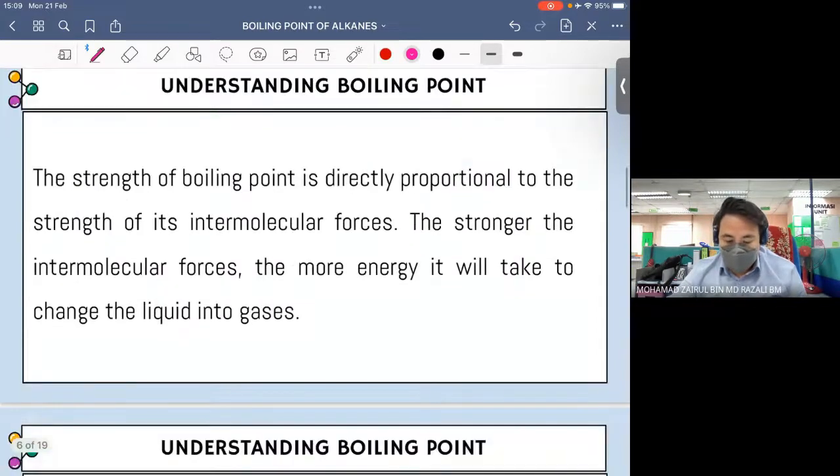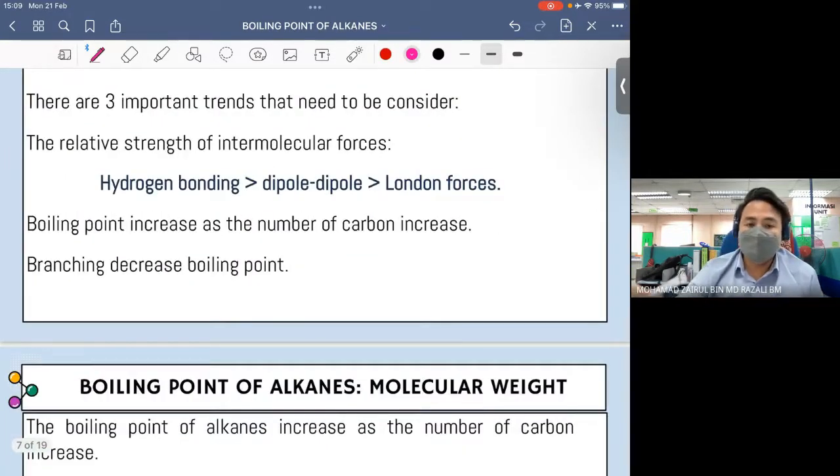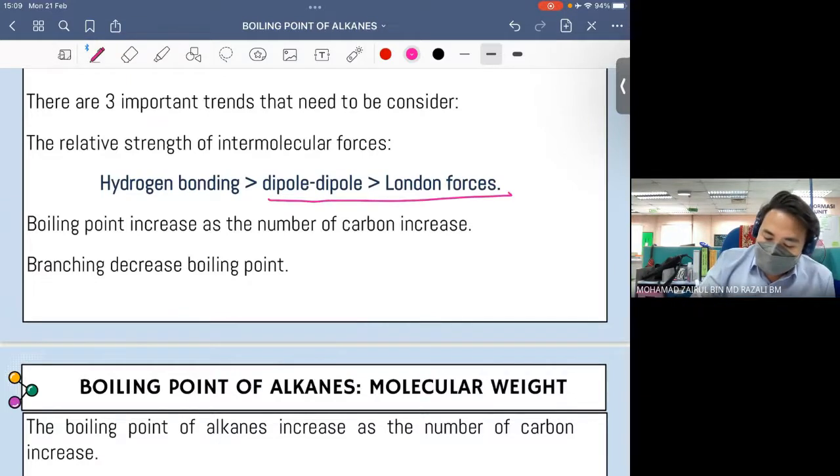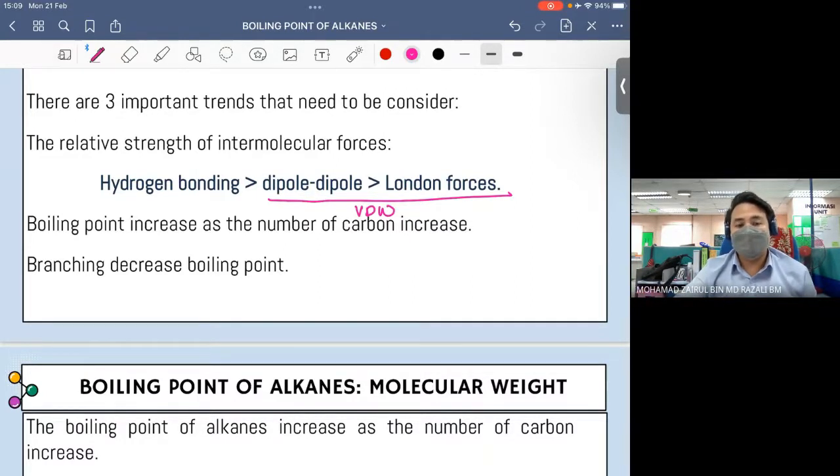Okay. So, in general, we have three types of intermolecular forces. Kita ada hydrogen bonding, kita ada dipole-dipole dan kita ada London forces. Dipole-dipole dan London forces ni kita boleh satukan dalam van der Waals forces. Hydrogen bonding, we know that is a stronger intermolecular force compared to van der Waals. So, of course, if the molecule can form hydrogen bond between the molecules, they will have a higher boiling point compared to molecules yang ada van der Waals forces.